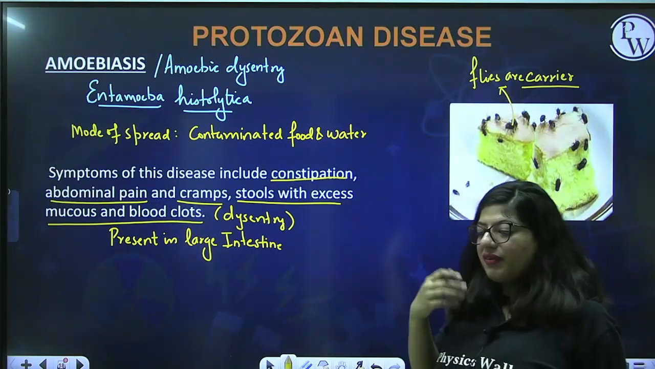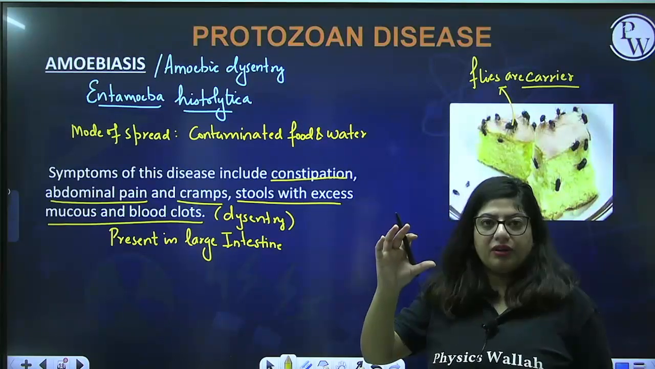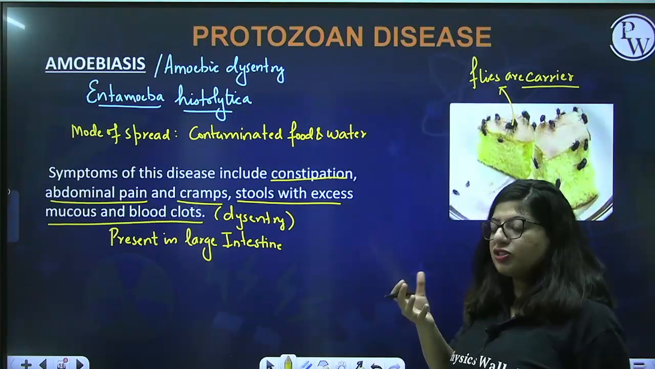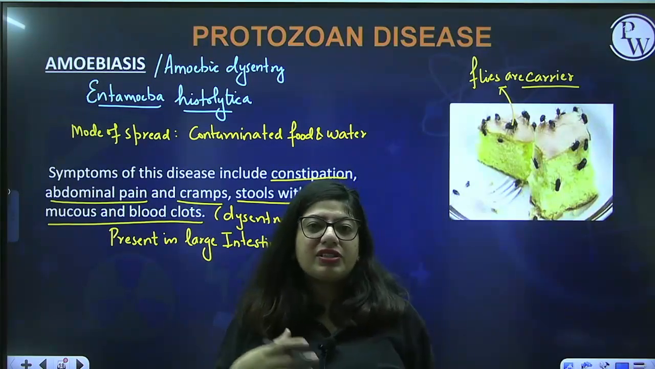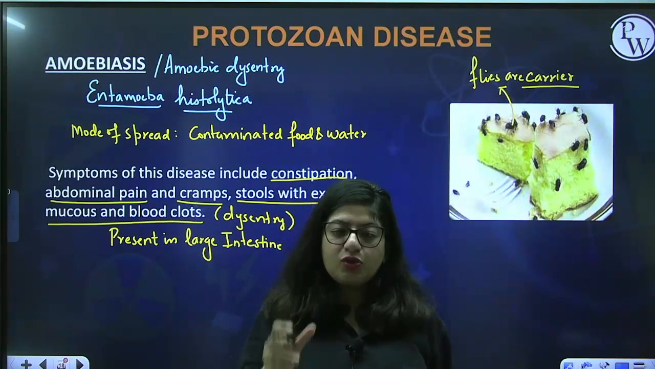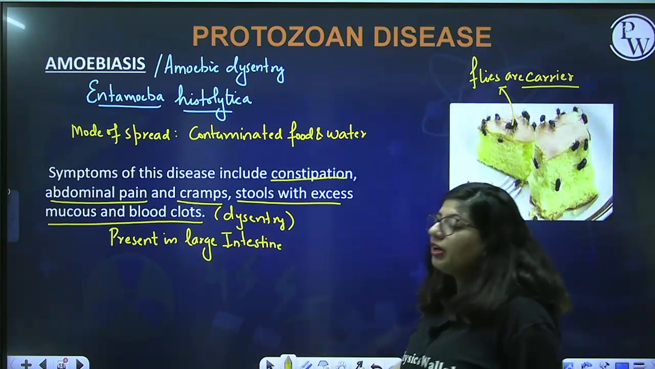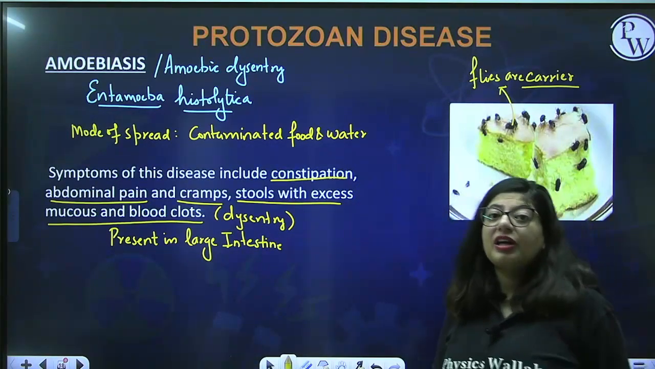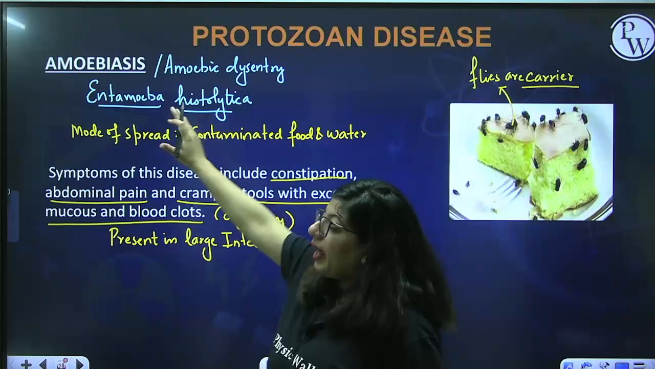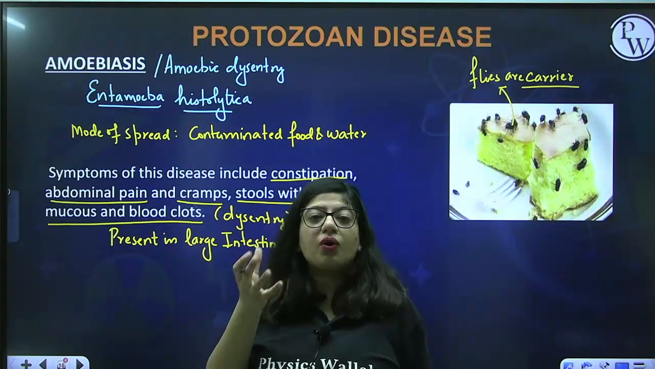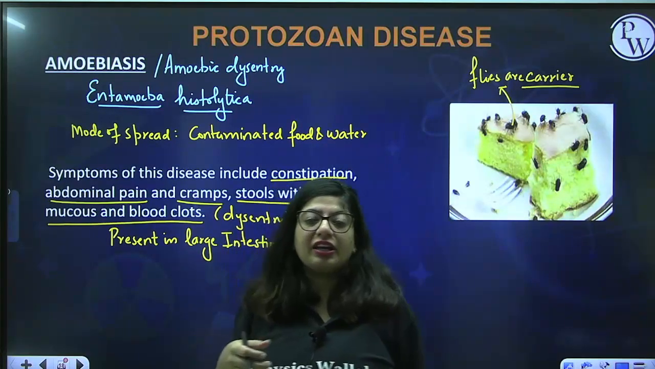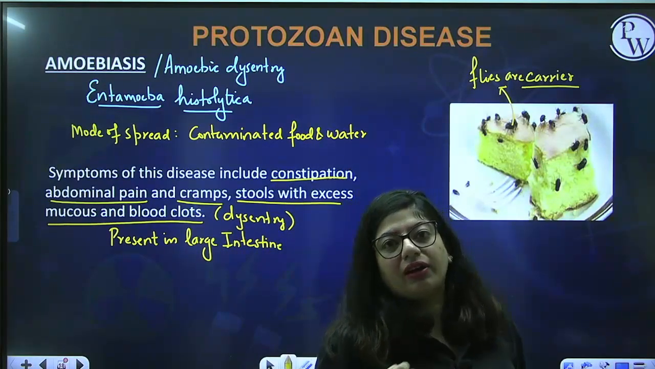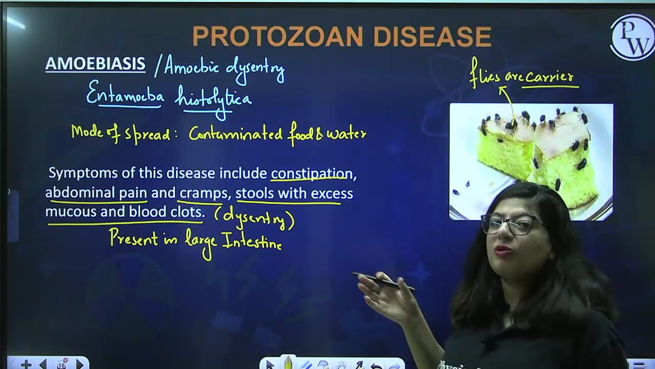In diarrhea, you have excessive stool, watery fluid, right? You have stools or feces which are very liquefied. But in case of dysentery, you get excessive stool, but that will also contain blood. Now why does it contain blood? Because this Entamoeba histolytica will destroy the mucous membrane of your large intestine, and then it will drink all your blood. This is how this is also a problematic disease.